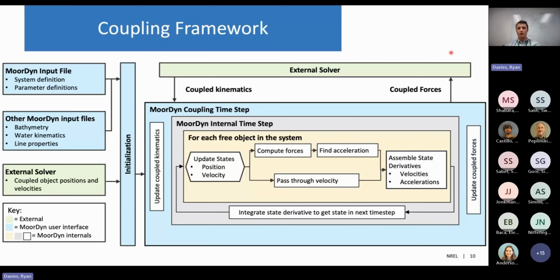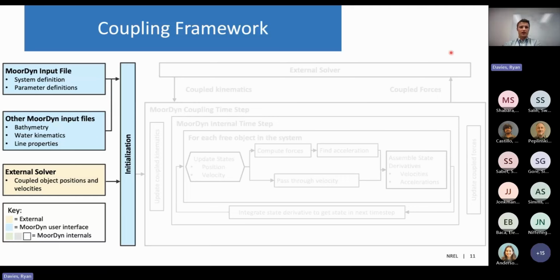And I know there's a lot here, so I'll work through the main points separately, just so you can visualize. Before I jump too far into that, let me just say the color coding here. The light blue is what you would interface with as a user. These are things that you would typically interact with. The green is the external solver that either you build or you are using, if it's already set up. And the other colors are just internals of MoorDyn that you don't really ever need to touch unless you're changing the code yourself. So to start off with, initialization.